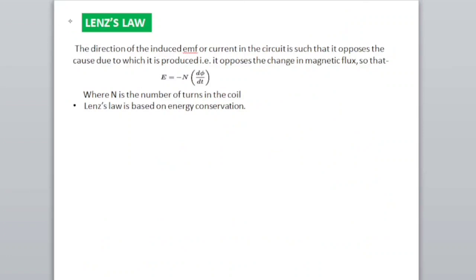Then next, Lenz's law. What do we mean by Lenz's law? Lenz's law gives the direction of EMF induced in the circuit. According to this law, the direction of induced EMF or current in the circuit is such that it opposes the cause which produces it. Who produces it? The change in magnetic flux produces that current or induced EMF. So E equal to minus n dφ/dt, for any number of turns in the coil. Lenz's law is based on energy conservation. No need to prove this, just remember it is based on energy conservation.